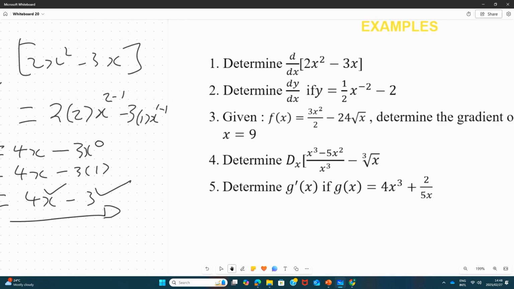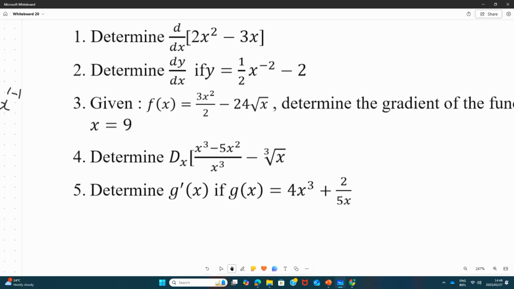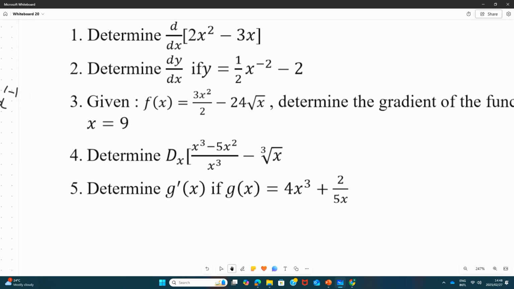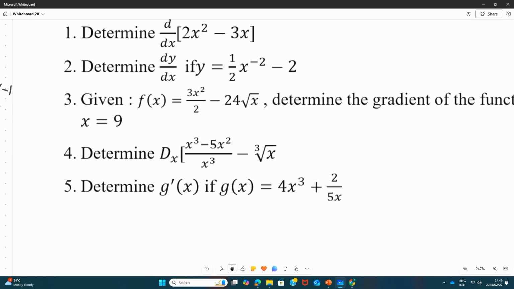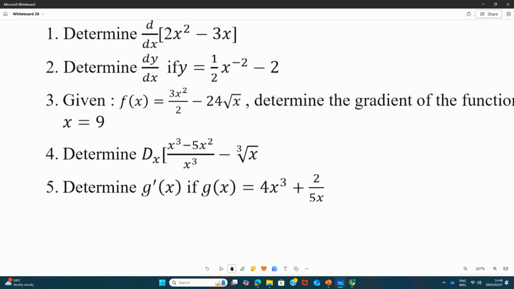Determine dy over dx if now your function is y equals to half x to the power minus 2, minus 2. Right. Now you see here, the examiners will trick you because they know that you are scared of the negative exponent. So I put this one on purpose. So we have y equals to half x to the power minus 2 minus 2. Then we need to differentiate this one.